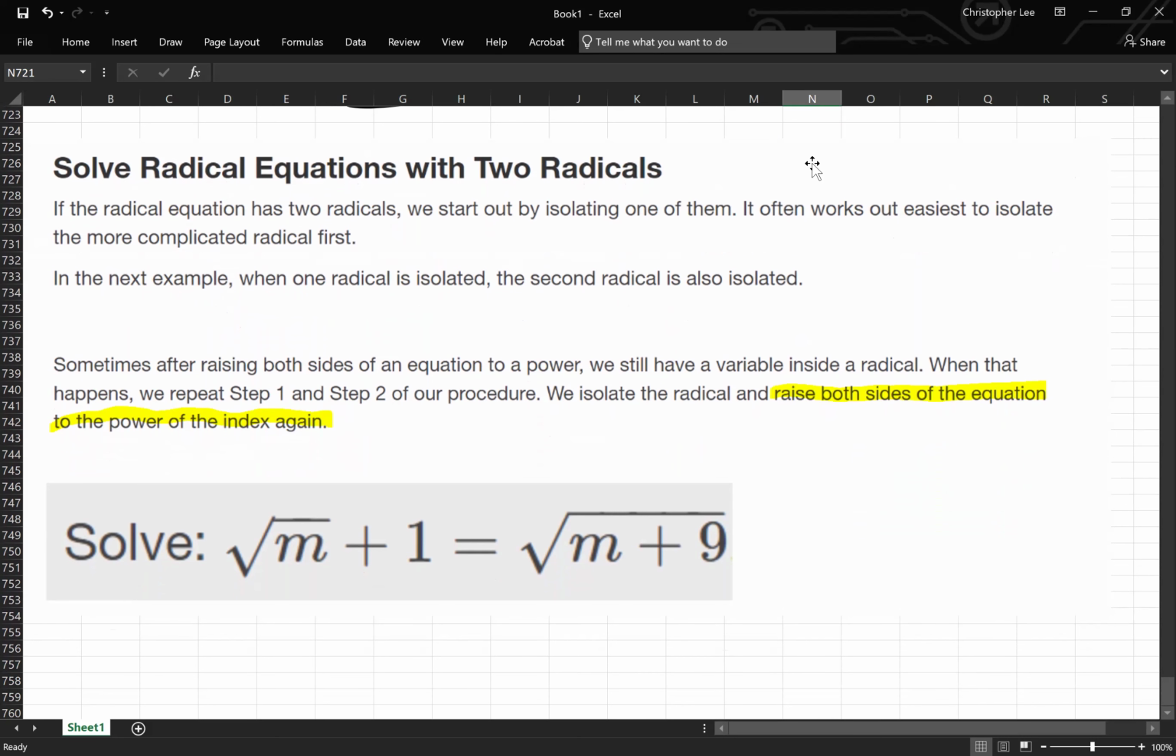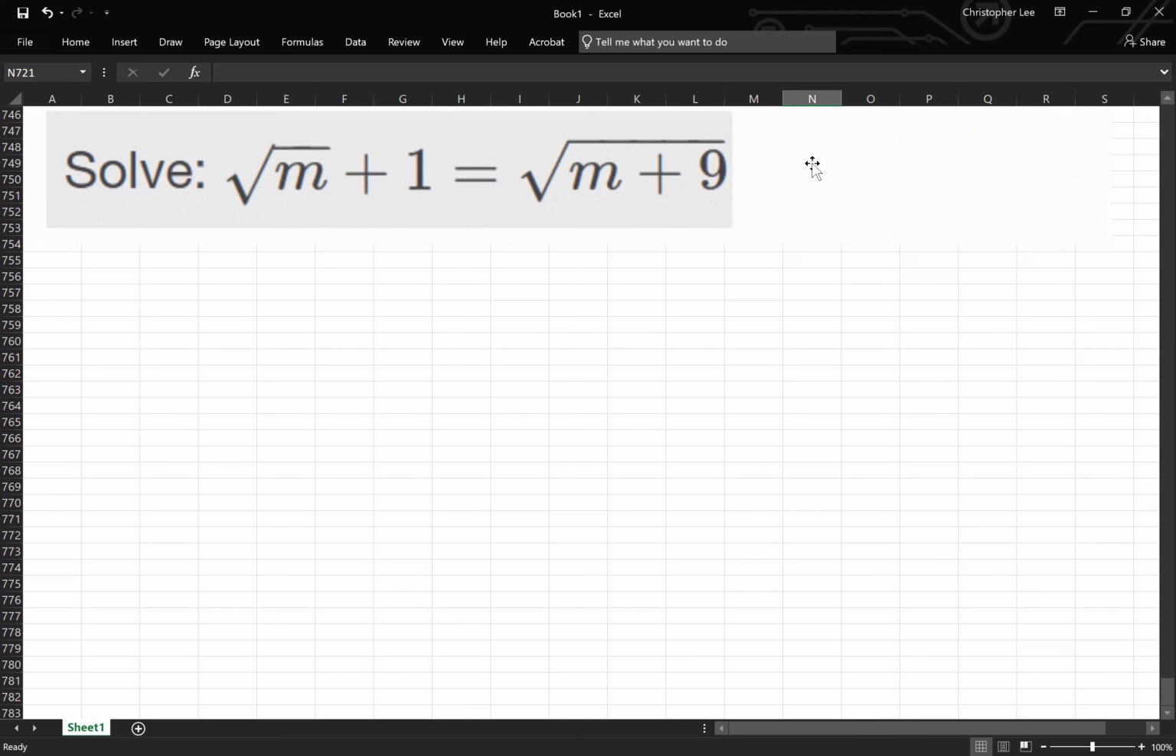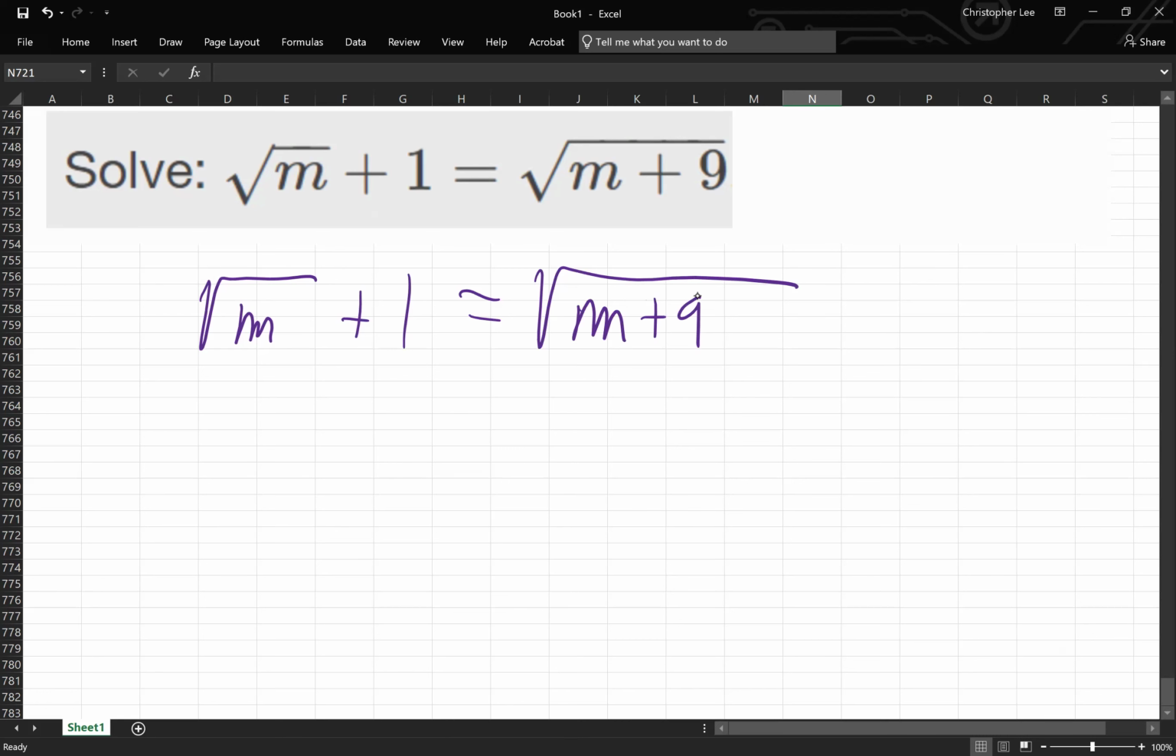Let's take a look. So now in this scenario, I have the square root of m plus 1 is equal to the square root of m plus 9. You see this square root of m plus 9? In my opinion, this is more complicated because it's together like that. So that's what I want to isolate. And to get rid of that square root, I'm going to square it. But I got to be fair. When I do it to one side of the equation, I have to do it to the other side of the equation. So you already know on the right-hand side, this is just m plus 9.